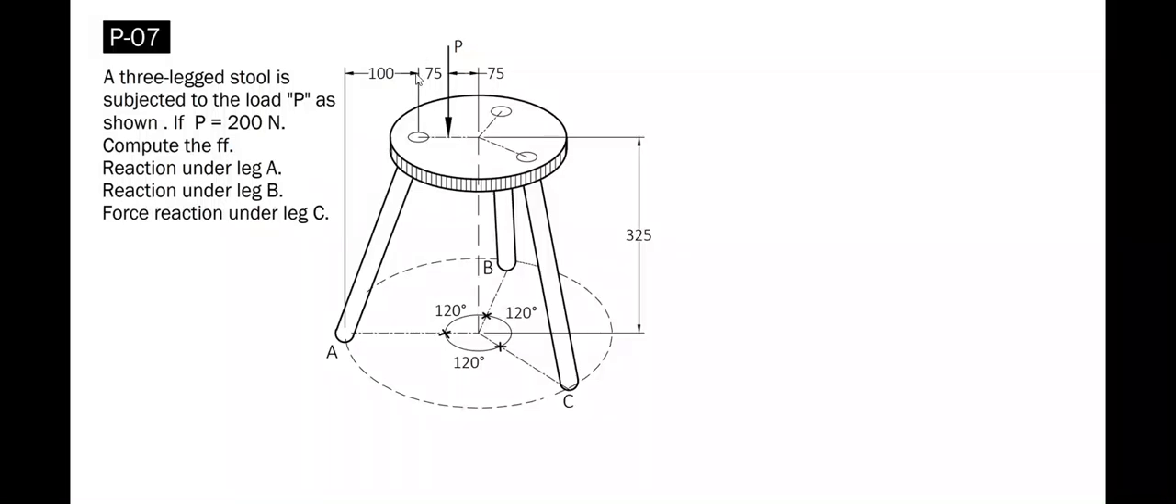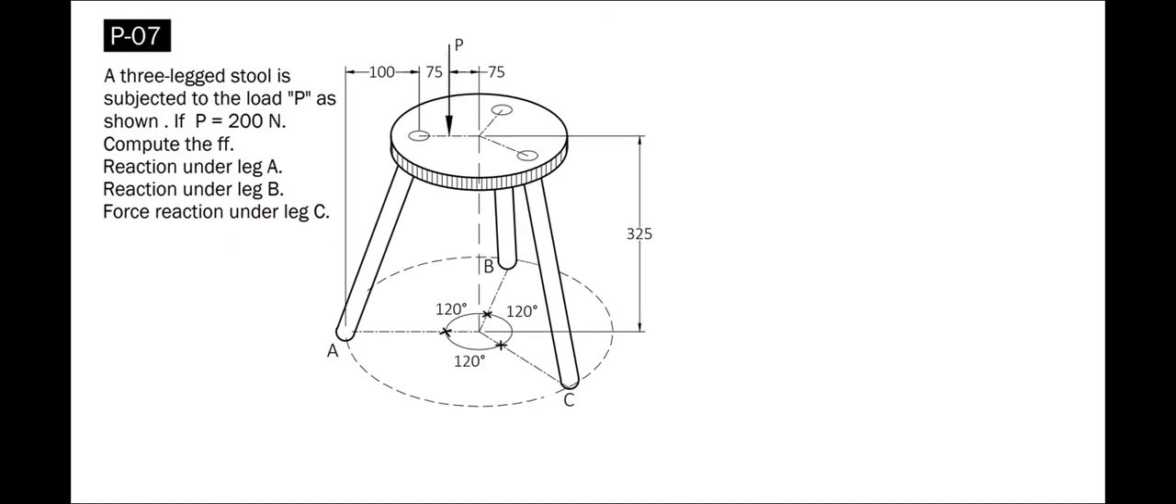A three-legged stool is subjected to the load P as shown. If the force P is equal to 200 newtons, compute the following: the reaction under leg A, the reaction under leg B, and the force reaction under leg C. And to solve this problem, we set up our reference axis.